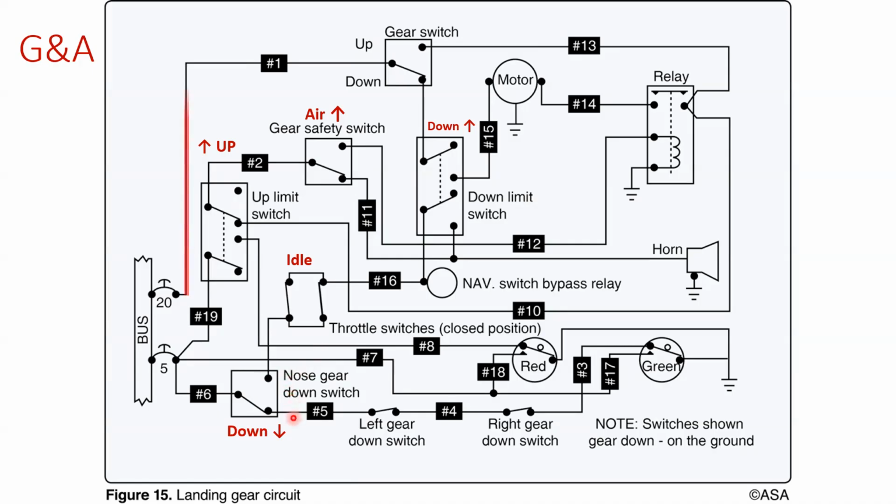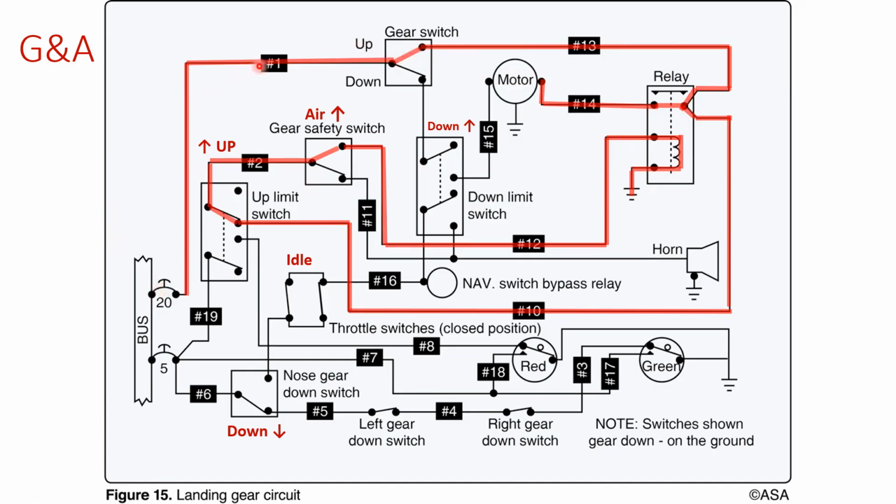Let's go to the next one here and have power flow around and follow it along here. It's going through these switches and it energizes this relay. Once it energizes this relay, it pulls it down and allows power to flow across there to the motor to operate it and make the landing gear go up.